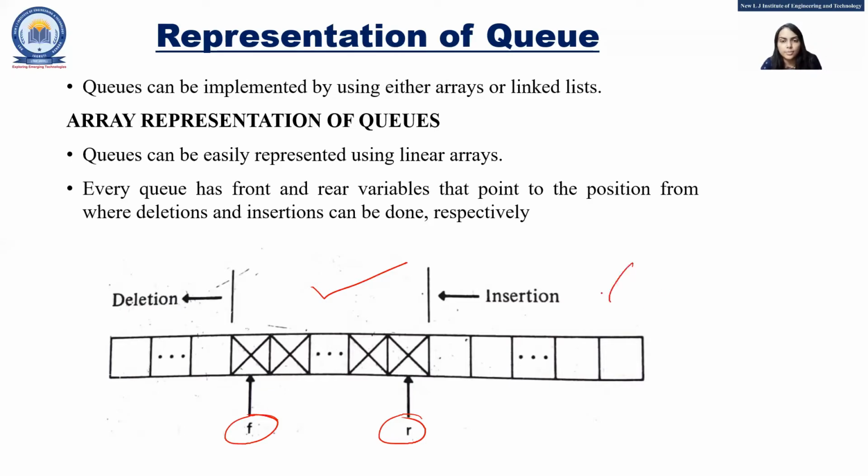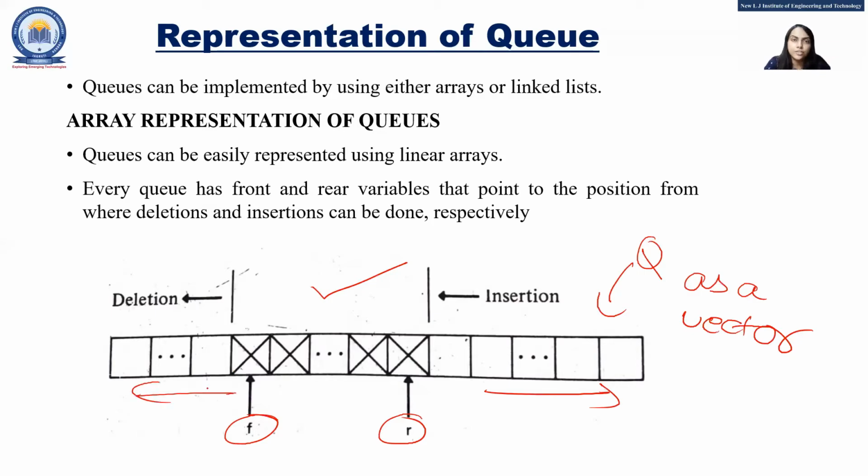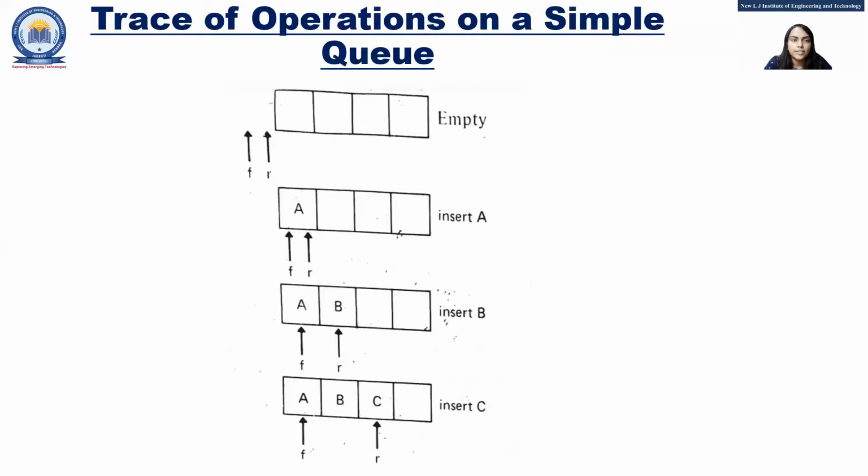So this is the representation of a queue as a vector. There are possibly many elements and many deletions done on the queue. Now let us see tracing of operations on a simple queue. Now see students, this is a queue. Currently the size of the queue is 4.